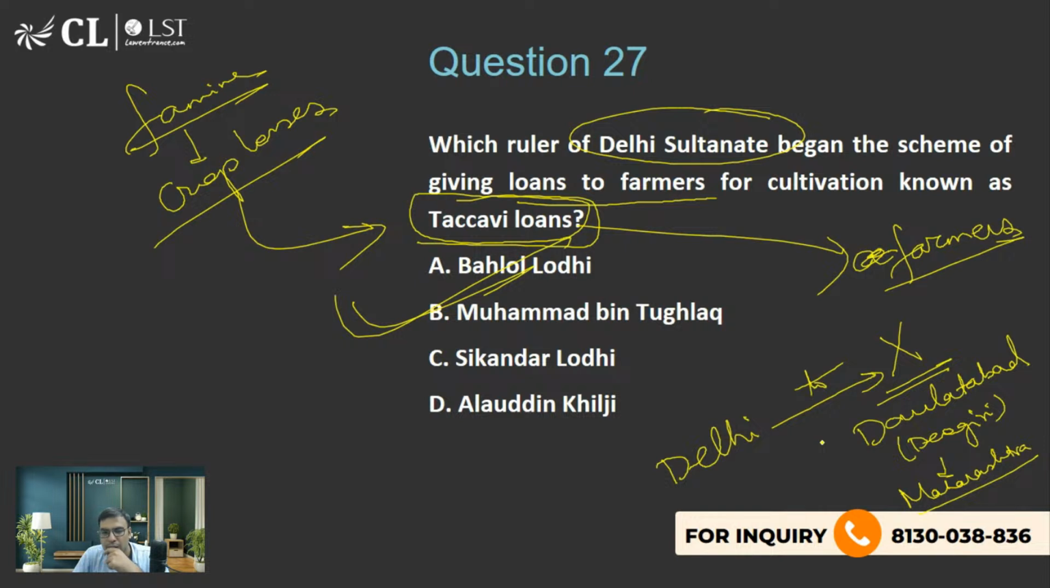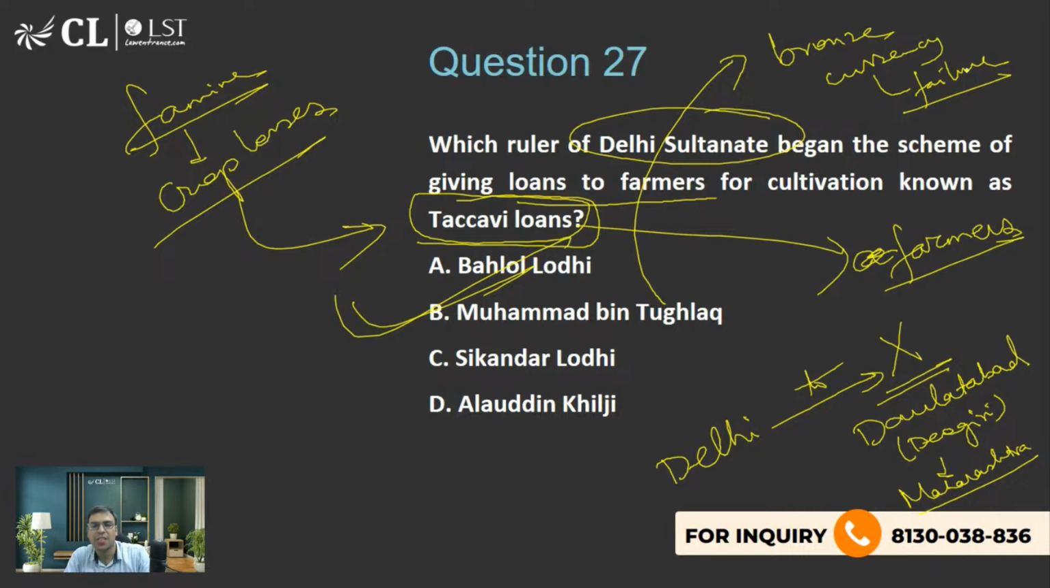ठीक है. हाँ, देवगिरी लिखते हैं, right, Adrija? So he had moved there. Plus, he had done one more thing. He had actually abolished the earlier currency. He brought the bronze currency, है ना, which was also a failure. So that was also the thing you should be knowing about. B is the right answer.